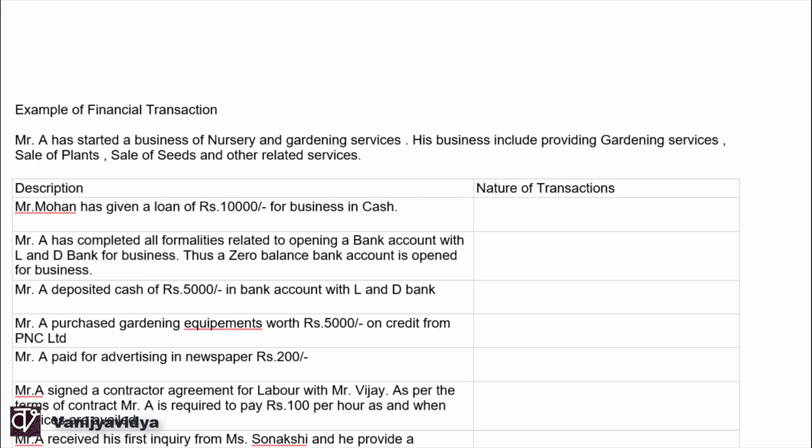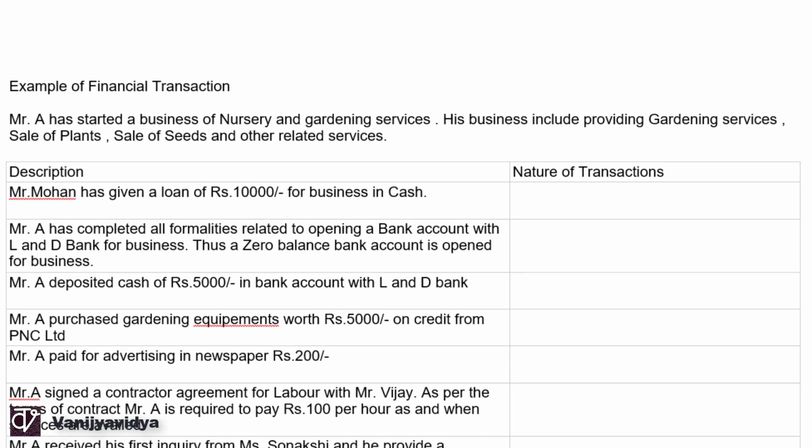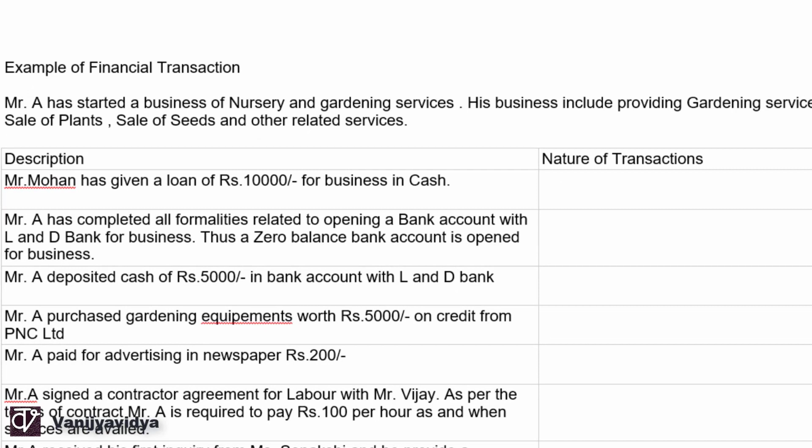Now they have given the description and we have to identify whether a particular transaction is a financial transaction or not. First, Mr. Mohan has given a loan of rupees 10,000 for the business in cash. So Mr. A has obtained a loan from Mr. Mohan of rupees 10,000 for business in cash. Now this loan needs to be repaid. There is an obligation to pay back this money in the future, and it is for the purpose of the business. So this is a financial transaction.